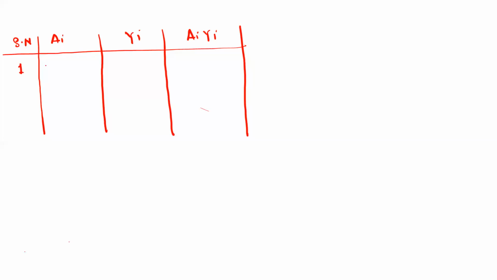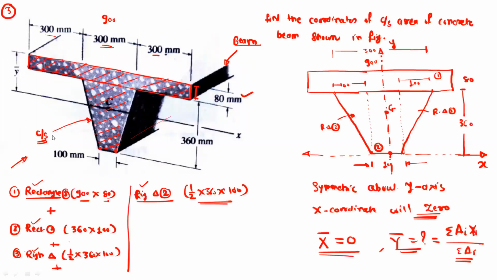So first geometry is the rectangle one. Its dimension is 900 by 80. Okay, so get this value. Then second geometry, this is the rectangle 2 and its dimension is 100 by 360.